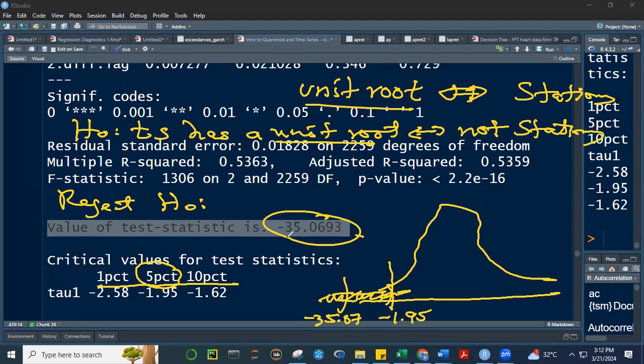Now, the t-stat is negative 35, and the critical value is negative 1.95 here. So this means, class, that we reject the null hypothesis that our time series has a unit root. It does not have a unit root, therefore, it's stationary. In fact, whether you look at it at the 1% significance level or 10% significance level, in any of these cases, we still reject the null hypothesis. So our time series can be considered as stationary.